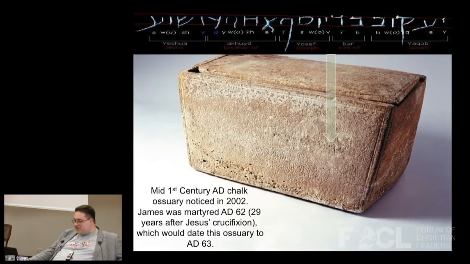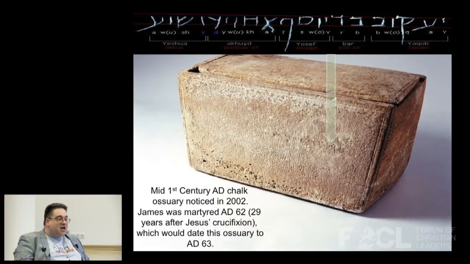In 2002. Now, James, we know from Josephus, was martyred in AD 62, 29 years after the crucifixion, which would date this ossuary, because of course James would have been buried and then later reburied, a little later, from sort of 63, 64, something like that. So that would fit with the mid-1st century dating in terms of James and the history of James as well.